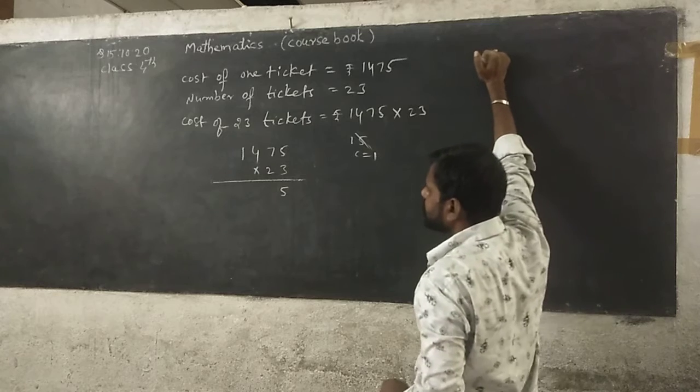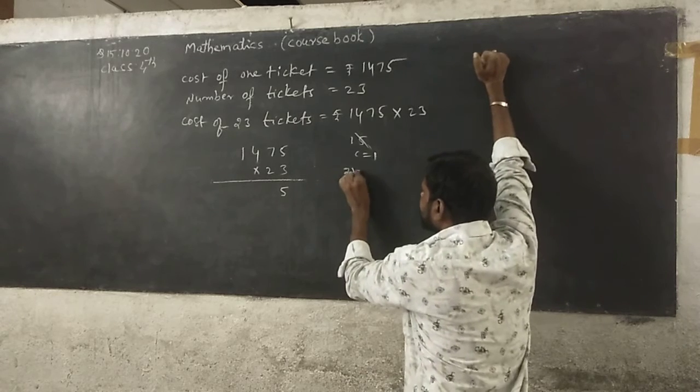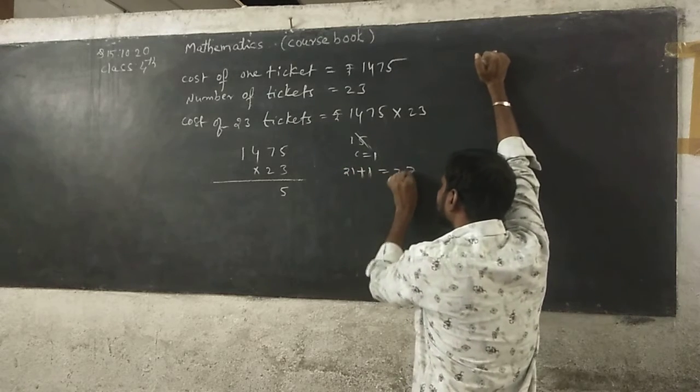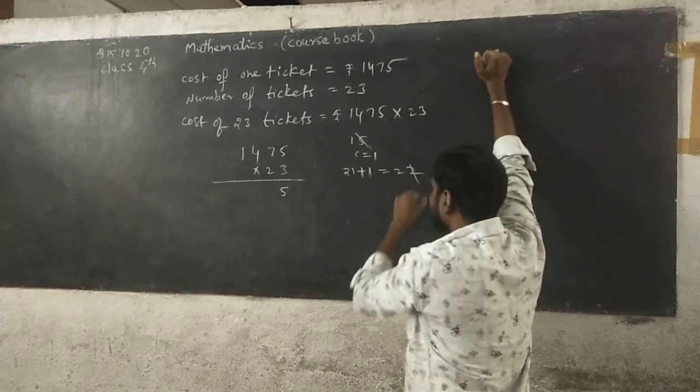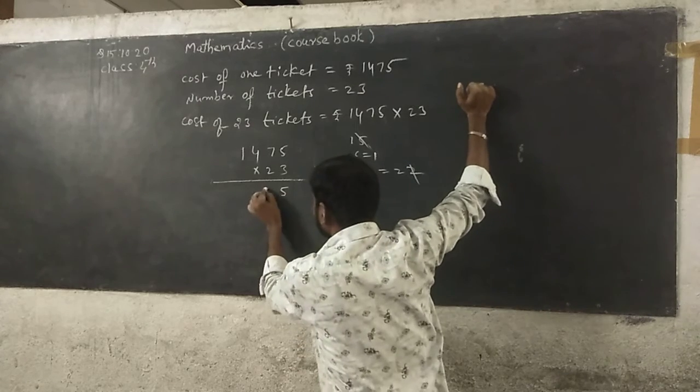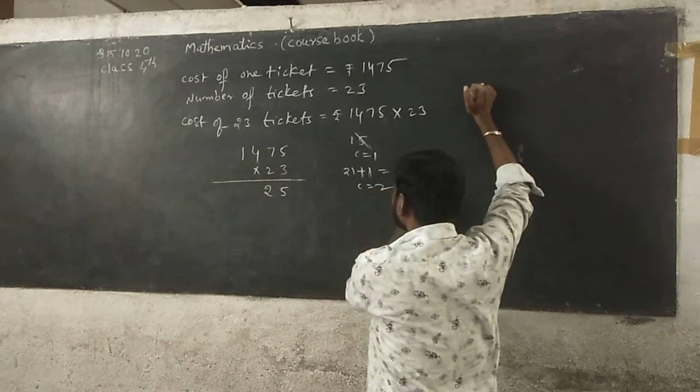Now here 3 7s are 21. 1 is added to 21. You get 22. So 2 you take, write down under the tens column of the product. So write here and carry over 2.